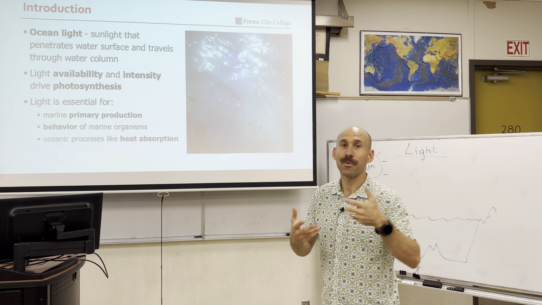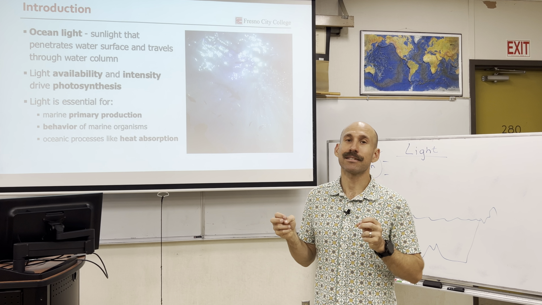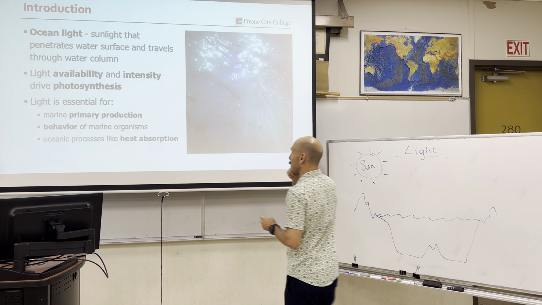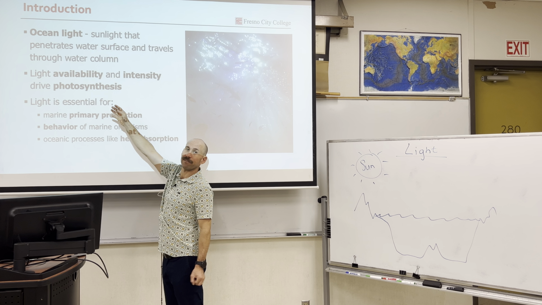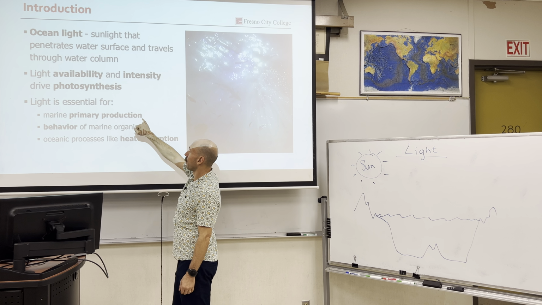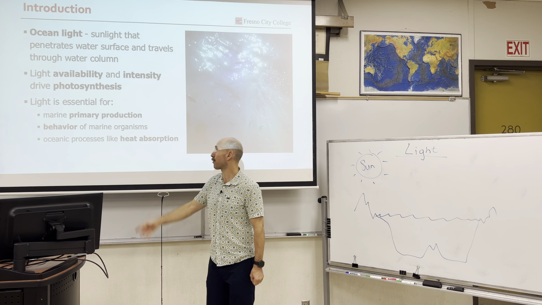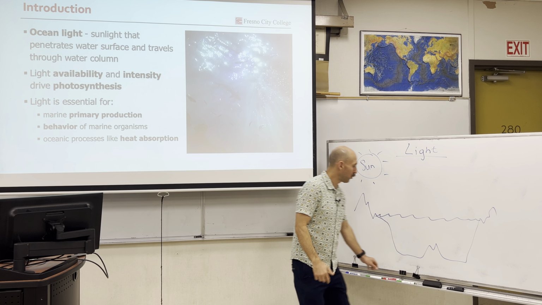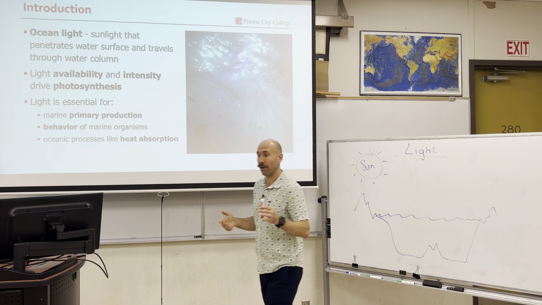In the oceans, we have microscopic algae called phytoplankton, which are the plants at the bottom of the food web for marine ecosystems. Light availability and intensity drives photosynthesis. This is the name of the game for light. Light is essential for primary productivity and the behavior of marine organisms, and it also allows for heat absorption, transportation, and distribution, to ultimately support and regulate, buffer our global climate.